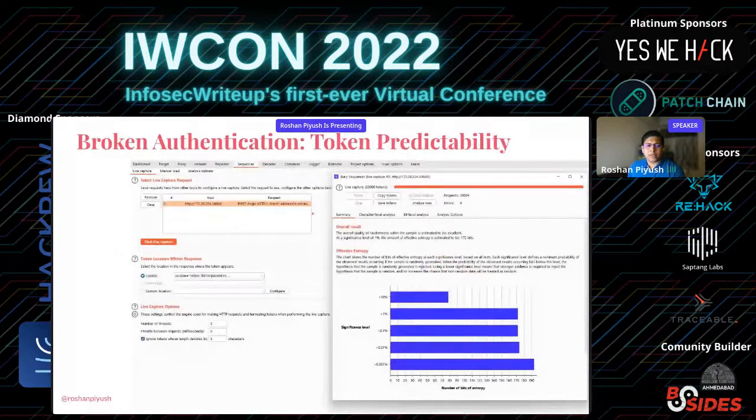And this is token prediction. You may see a Burp plugin called Sequencer. Learn to use that. It will help you gauge randomness in the tokens and even predict them.